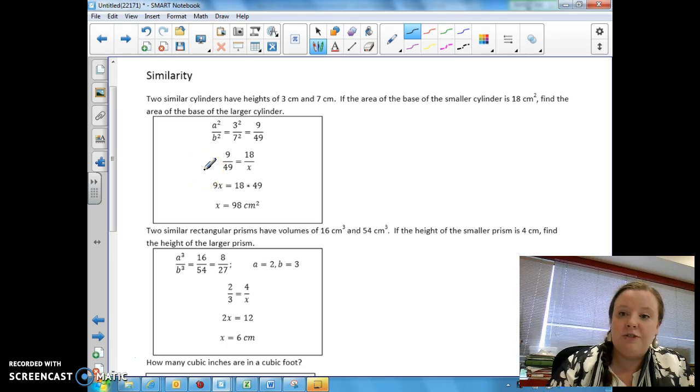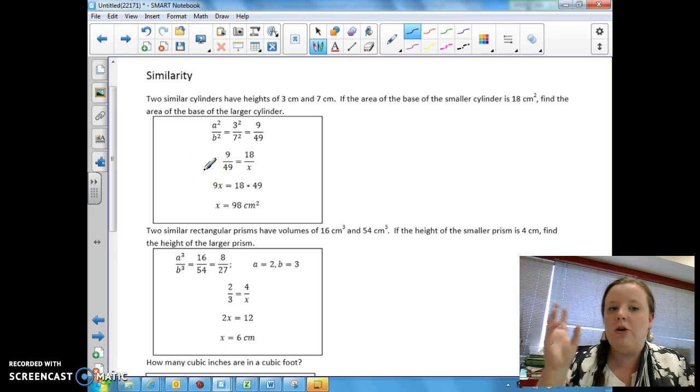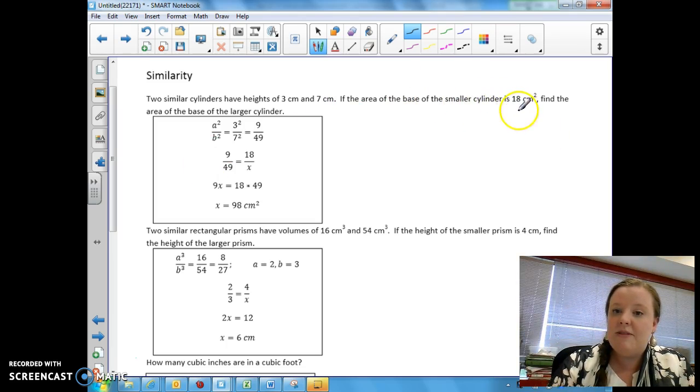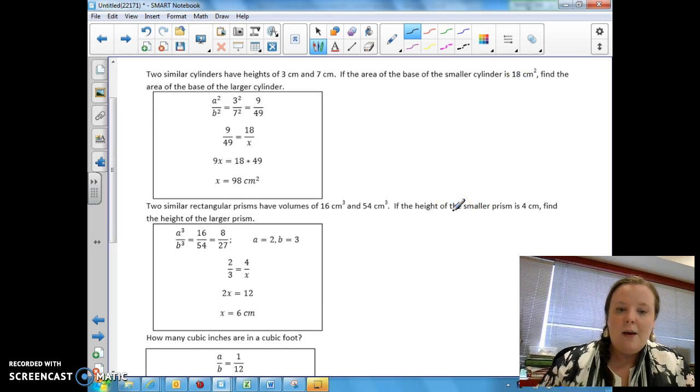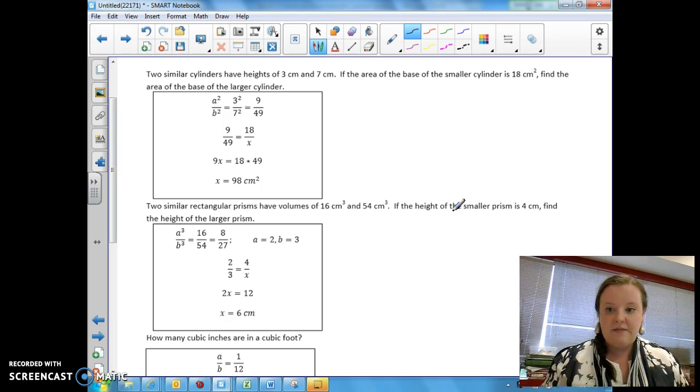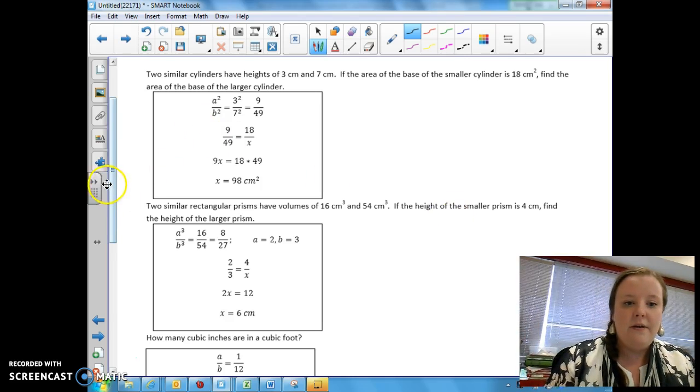Then I set up a proportion. That 9 over 49 equals, well, notice I've got the smaller of the 2 numbers on top, and they give me the smaller cylinder's base area. So that's going to plug in on top of my proportion. Plug it in, cross multiply, divide, and you get your answer.